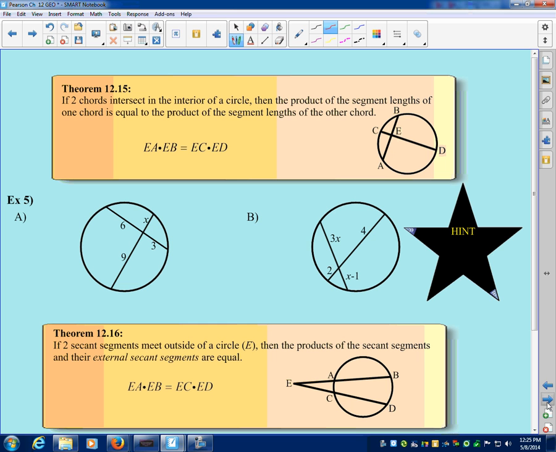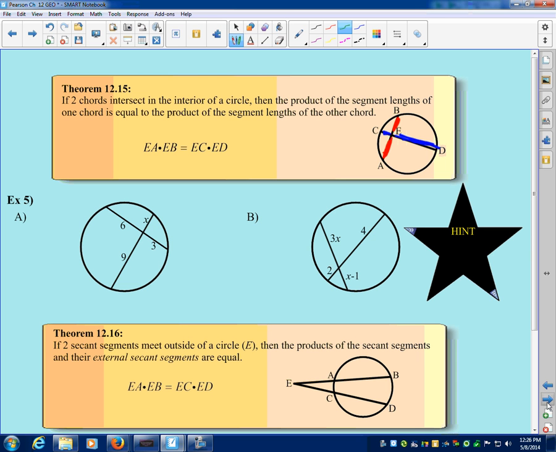After this. Theorem 12.15 says if two chords intersect in the interior of a circle, the product of the segment lengths of one chord, so if you take this segment length that I highlighted in red times this segment length, it will equal this segment length times this one. That's what the theorem says. So your question should be, why is that? Wait, so does that mean for A, 6 times 3 would equal 9 times X? Yep, that's what that means.